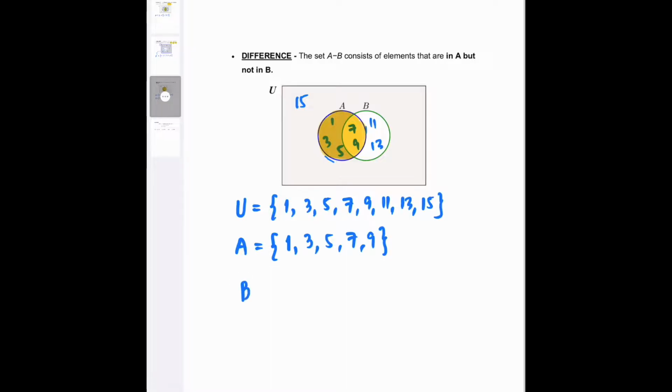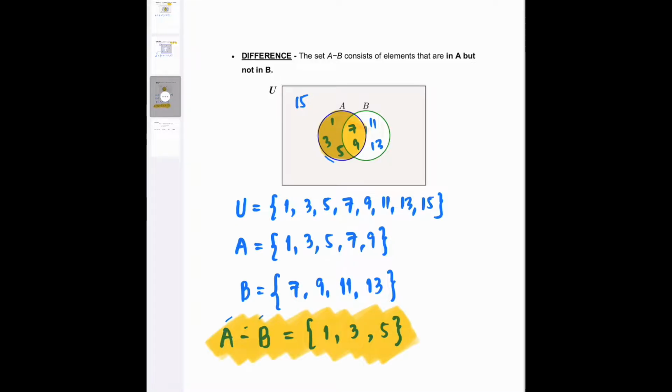A set B of 7, 9, 11, and 13. We're going to list down the elements that belong to A minus B. Then it's going to be a set with all the elements that are in A but not in B. We have 1, 3, and 5 only.